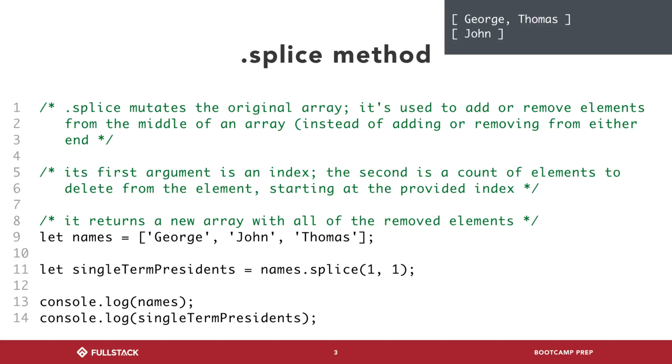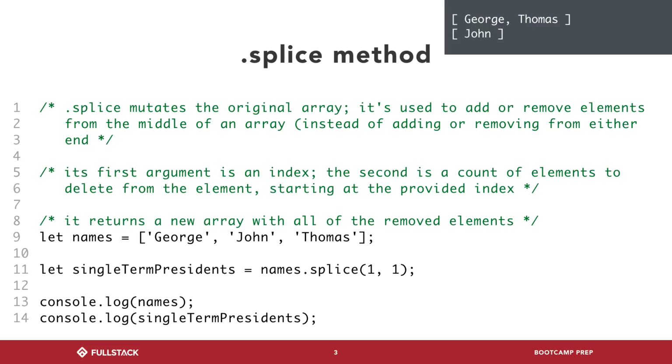So it's very similar to the way that slice works. The second argument being passed into the function tells you how many elements to delete from that index, and it includes that index. So in this case, if I have my names, which is 3 presidents, and I do names.splice(1, 1), it means start at index 1, which is 0, 1. So I start at John, and I delete one element, which is John. It's inclusive of where I start. So now when I look at my names array, it's just George and Thomas.